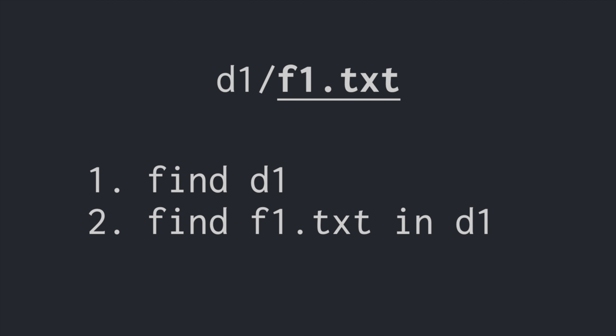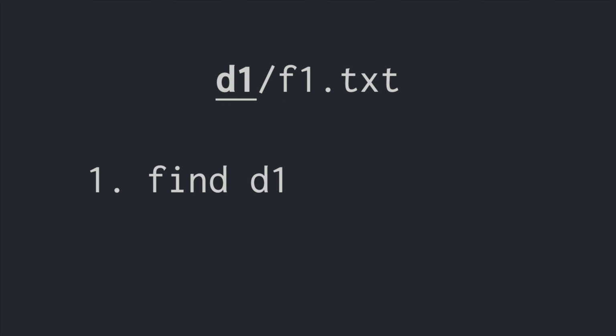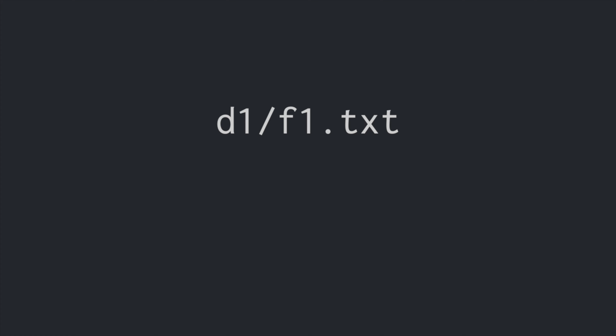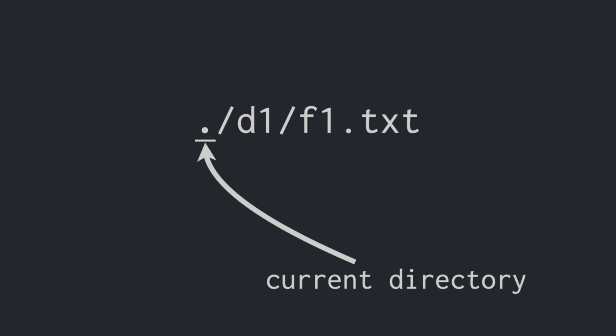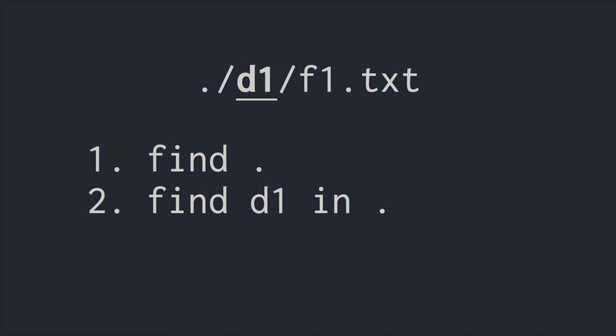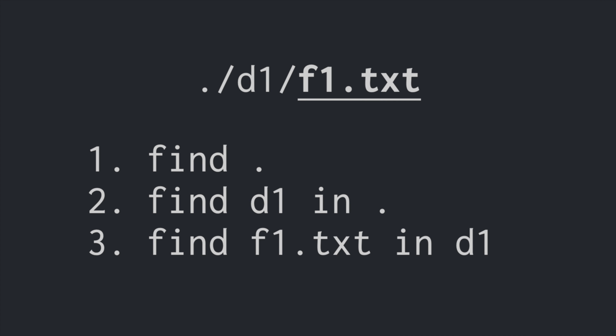So earlier we said that your computer first looks at d1 and tries to find the directory d1. Well, where is d1? Well, the answer is your current directory, which basically just means the directory or folder that you are in right now. There's another way to write paths like this that makes this idea more clear, which is to put a ./ in the front. And the dot here means current directory. It's just like any other directory. So now it's a bit more clear what your computer actually does. The first thing it does is it finds dot, which is your current directory, and from inside of your current directory it finds d1, and then it finds f1.txt.